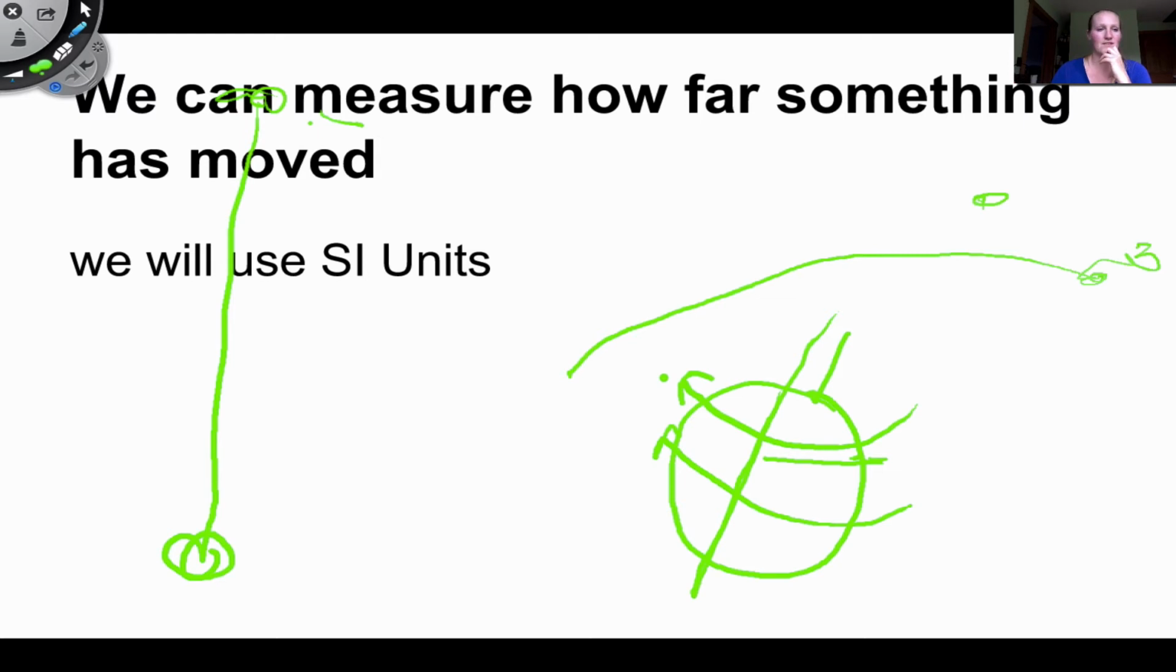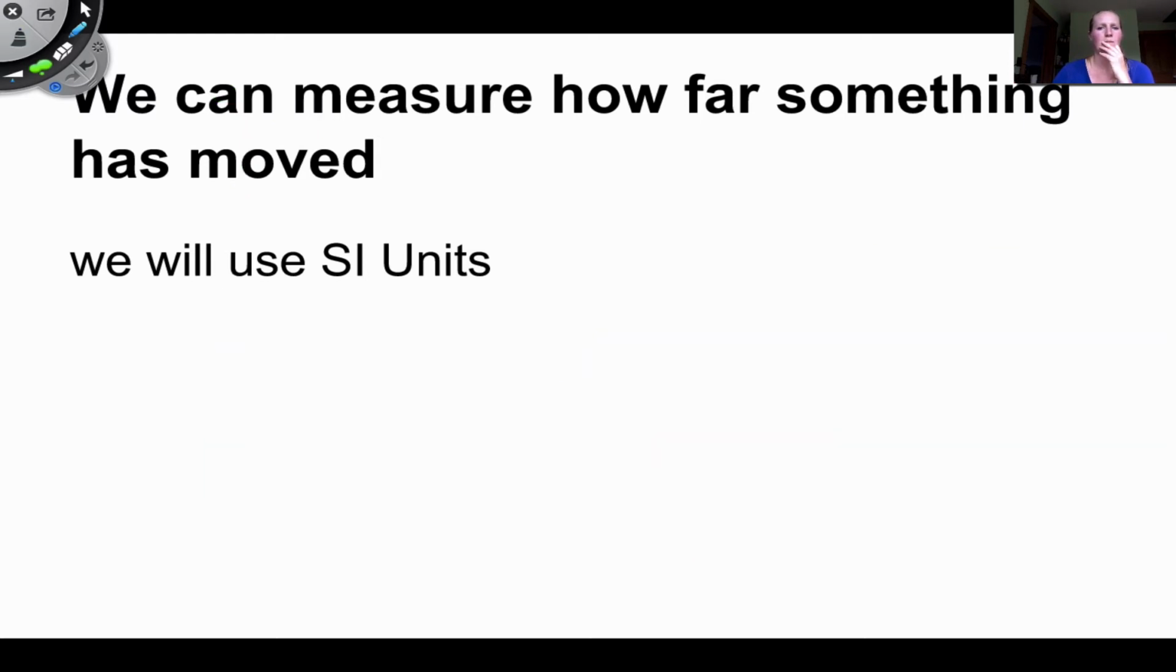So we can, in fact, measure how far something has moved, and we will be using a system called the SI units. The SI units are the International System of Measurement, and this is what the entire world uses, specifically the scientific community. Unfortunately, America is a little behind the times. We're still using pounds, and we still use inches and feet.